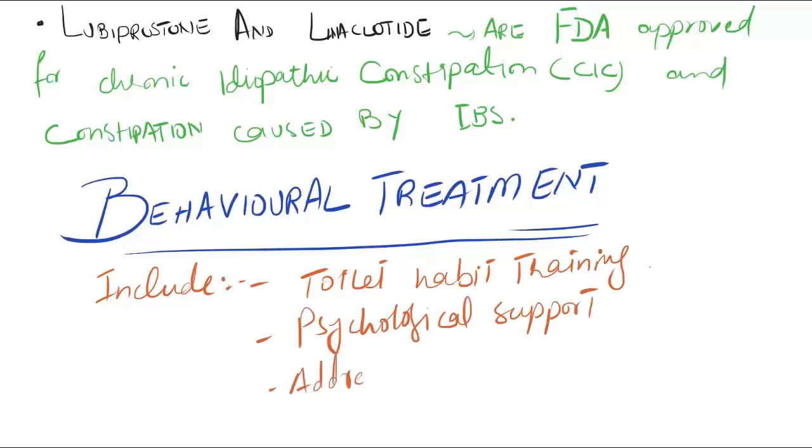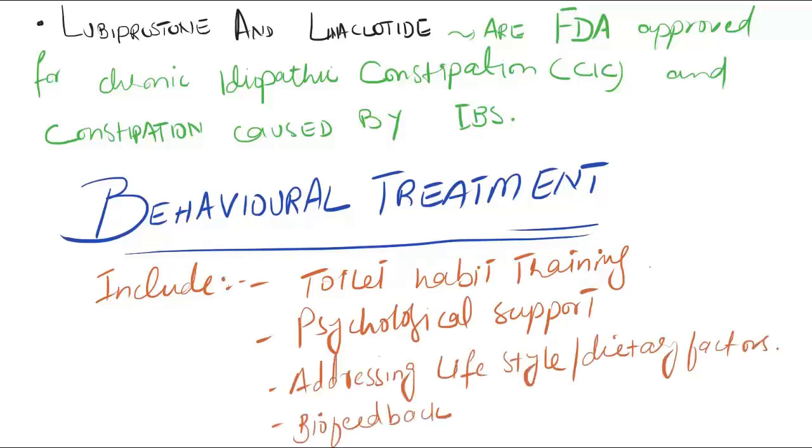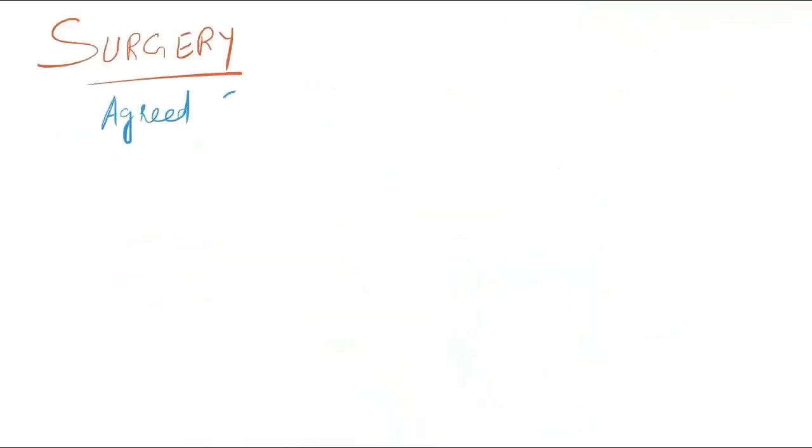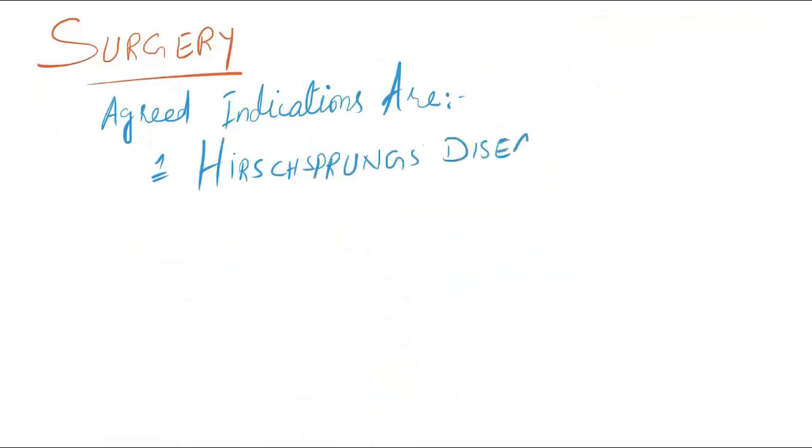Next one is the behavioral treatment of constipation. They include toilet habit training, psychological support, addressing lifestyle and dietary factors, and biofeedback therapy. At the end, surgery is indicated. Agreed indications are Hirschsprung disease and rectocele.